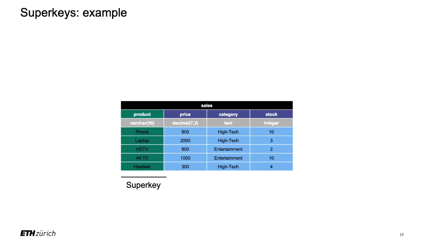If HDTV was called 4K TV, would you then need both attributes to form a super key? Then product would no longer be a super key because you would have twice the same value, but price would still be unique. Price together with product, because you would have 4K TV with 800 and 4K TV with 1,000, right? So in that case, product and price together would be a super key. Product would no longer be unique, but you would also need to prove that price is not a super key in order to establish that product and price is minimal, right?